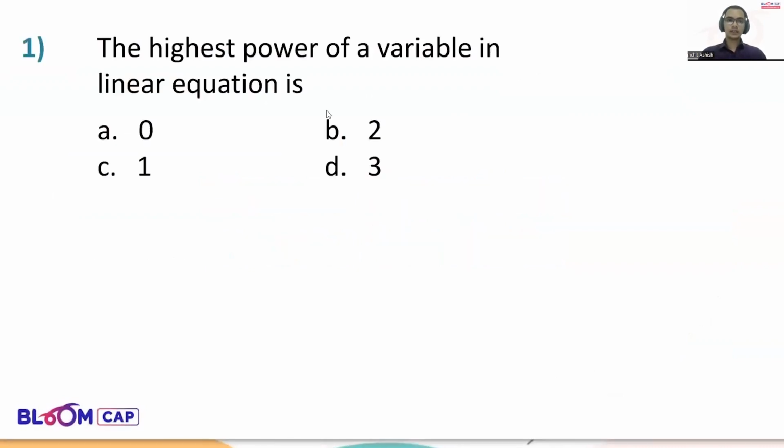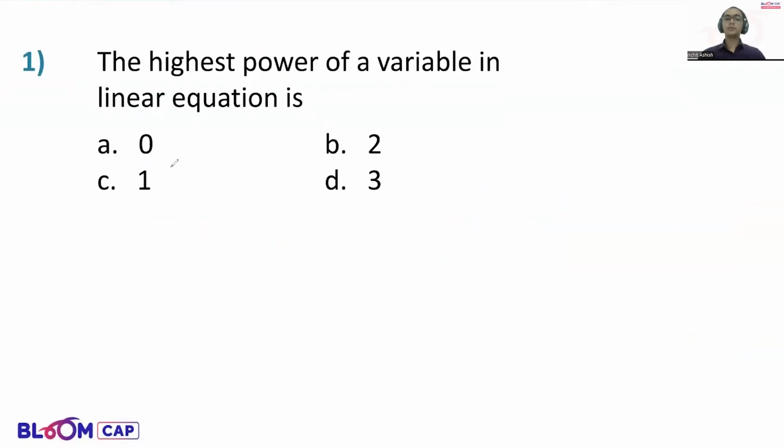The first question says, the highest power of a variable in a linear equation is. We define a linear equation as an equation where the highest power is 1. For example, 3x plus 2 is a linear equation, right? Because here the highest power of x is 1. If the highest power of x is 2, then that becomes a quadratic equation. If the highest power of x is 3, then that becomes a cubic equation, and so on.